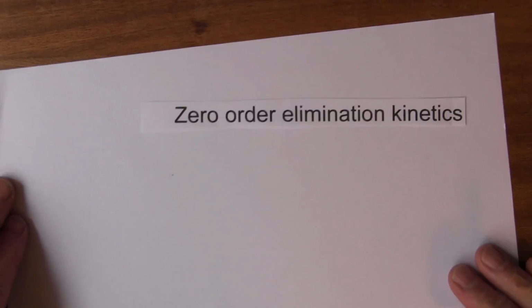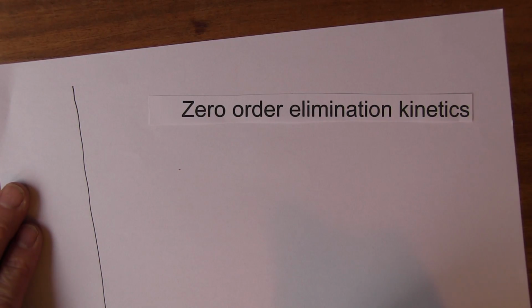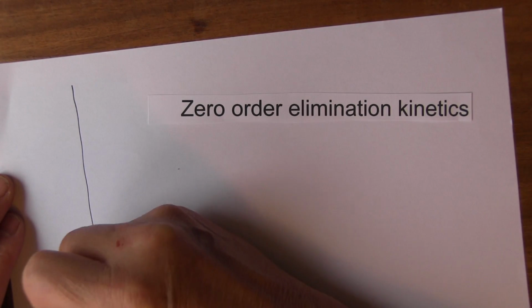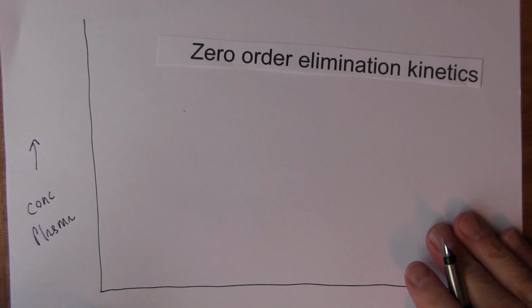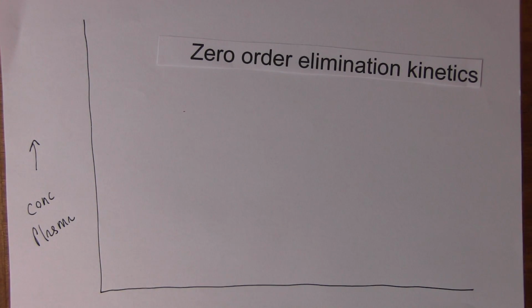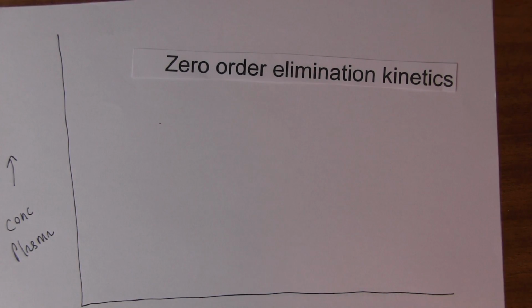So zero-order kinetics. And again, if you think about a basic graph here, as we had before with time and concentration in the plasma there. Now with zero-order kinetics, it's a different situation because the elimination of the drug is not related to the plasma concentration. So much drug will be eliminated per unit of time. So a very good example, of course, is alcohol.